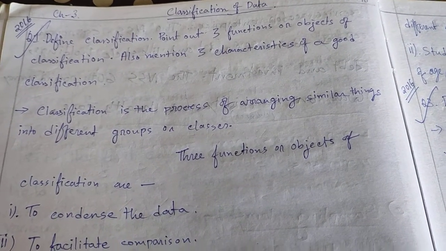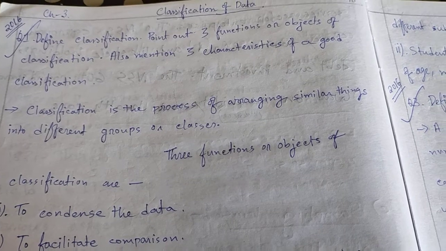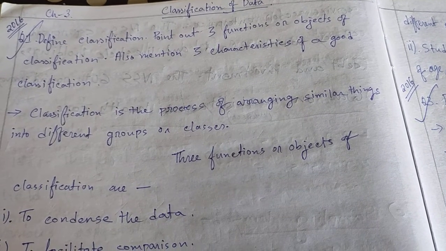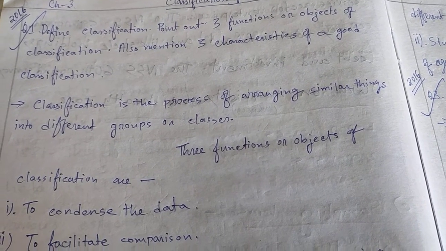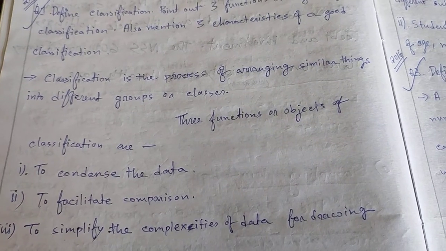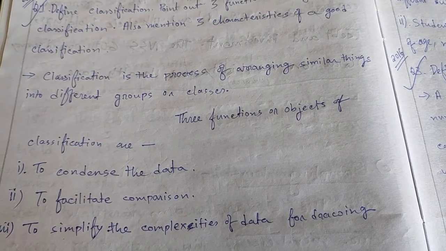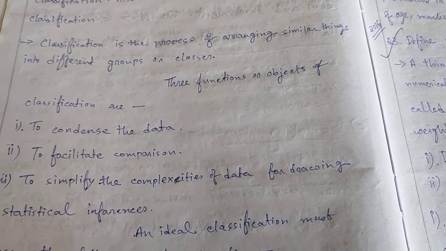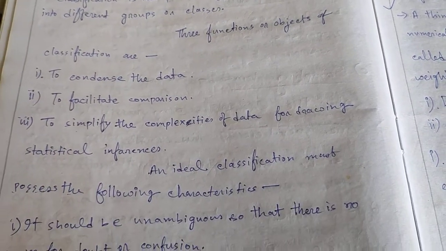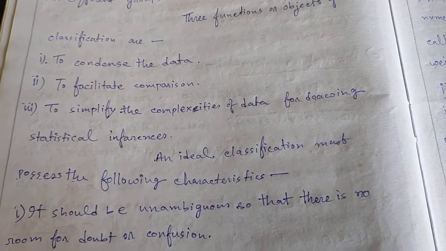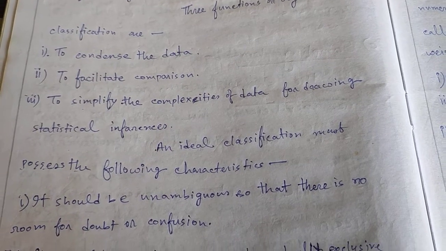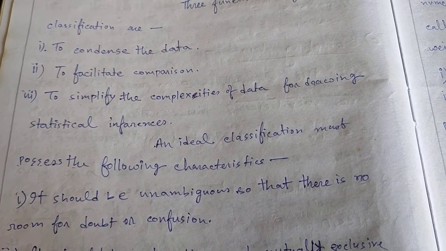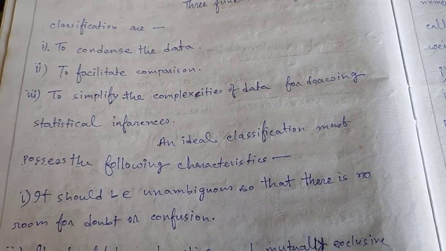খুবই ইম্পর্টেন্ট কোয়েশ্চেন। Define classification. Point out 3 functions or objectives of classification, also mention 3 characteristics of a good classification. Answer দেখো, classification is the process of arranging similar things into different groups or classes. These functions or objectives of classification are: number 1, to condense the data; number 2, to facilitate comparison; number 3, to simplify the complexities of data for drawing statistical inferences.